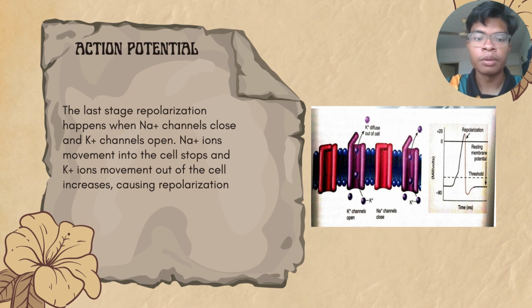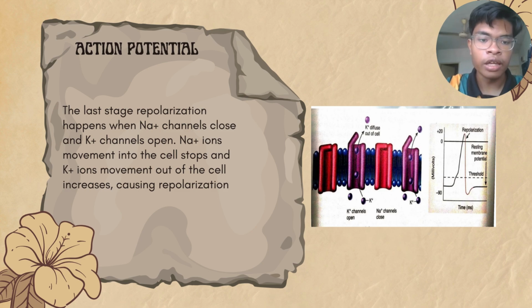As you can see in the picture on the right, the sodium channel is closed and the potassium channel is open. Thus, the sodium ions cannot enter the cell membrane, but the potassium ions can leave the cell membrane. And on the far right, we can see the graph. Where the red line is, it is repolarization.